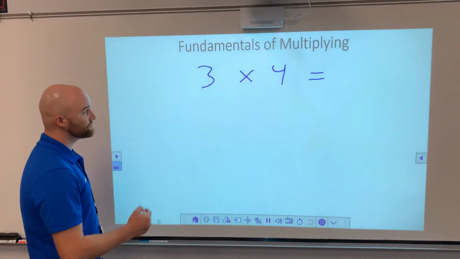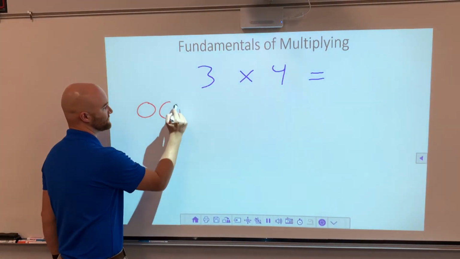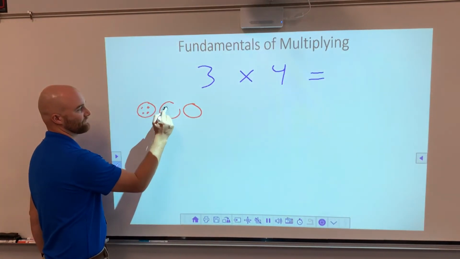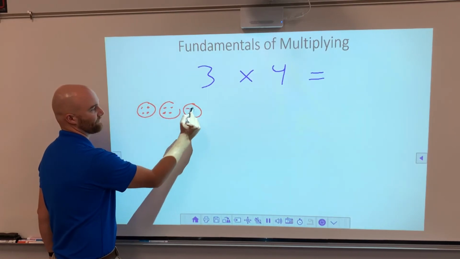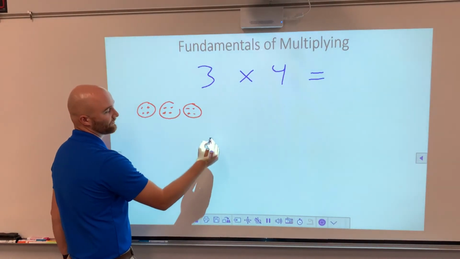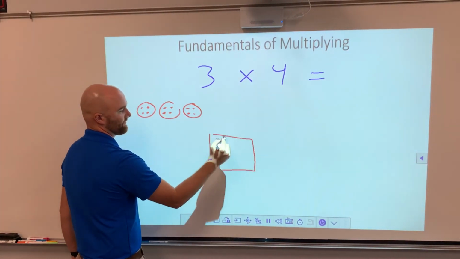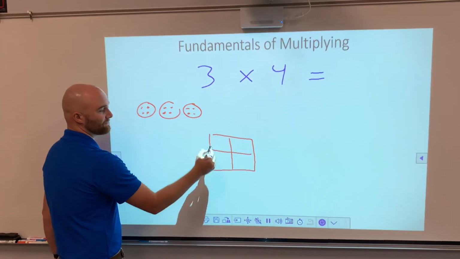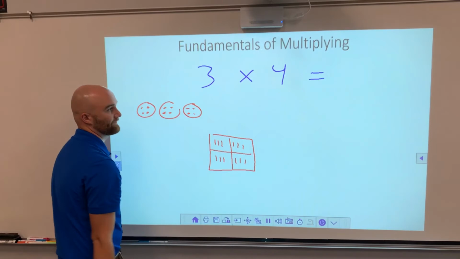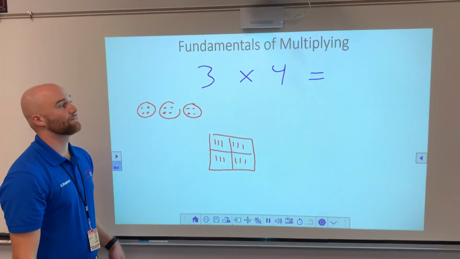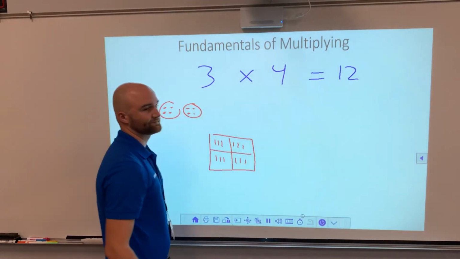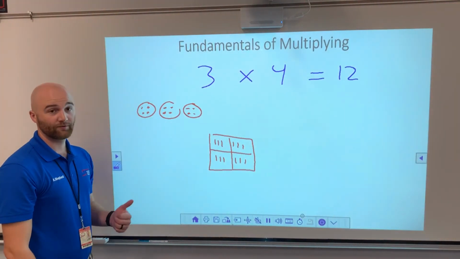Okay, there are 2 ways you could draw it. You could draw it like this, 1, 2, 3, and each of those put 4. Or you could say, I've got 4 parts, and in each of those I'm going to put 3. Either way, my product, my answer, is going to be 12. All right? Hopefully you got that one.